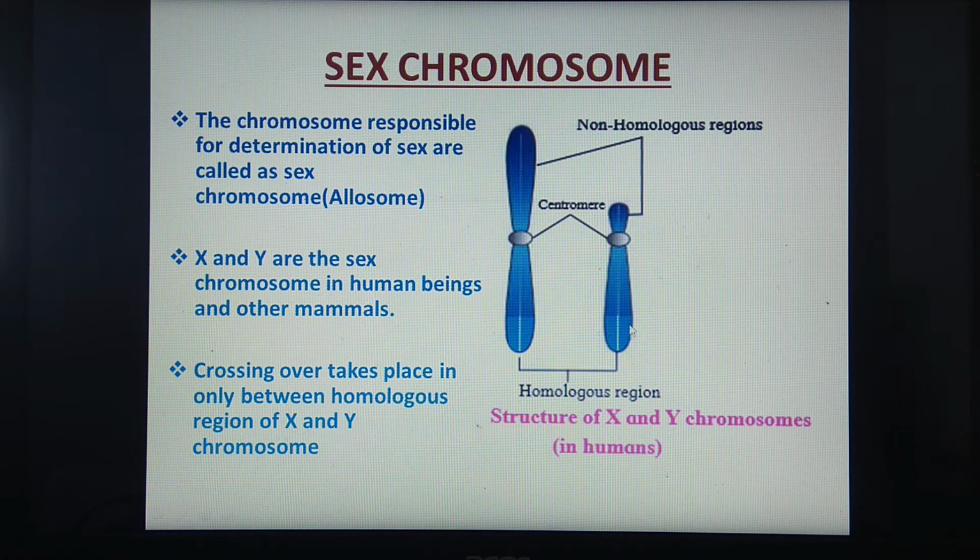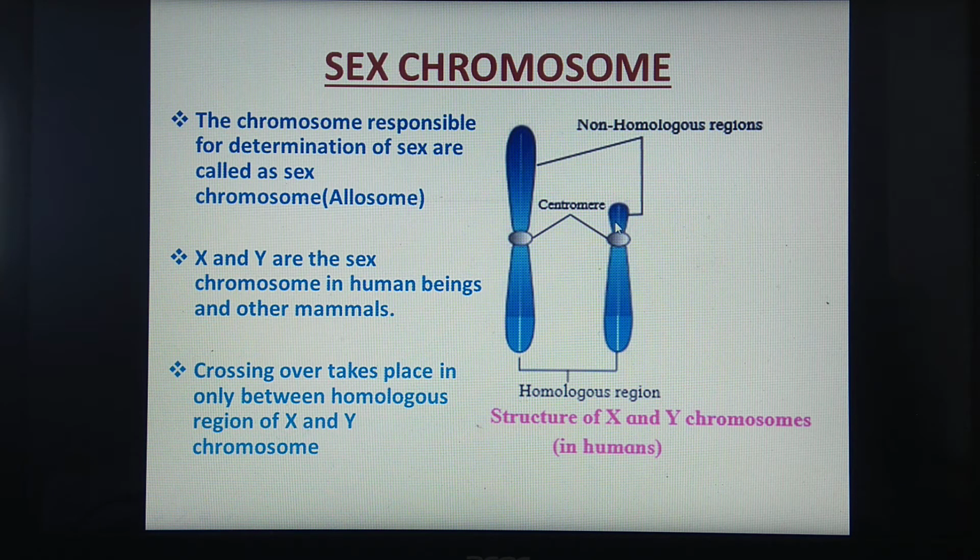Here, this is the homologous region of Y chromosome having similar genes. This upper part is non-homologous region of X chromosome, which is longer one and hence consists of more genes. Remember that genes present on this region, which region? Non-homologous region, are called X-linked genes, which are linked with non-homologous region of X chromosome.